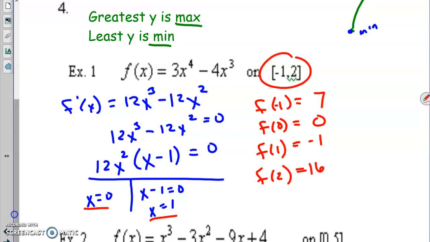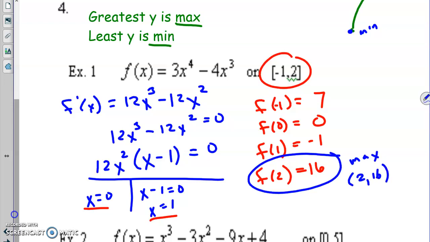All right. So in that interval from -1 to 2 of this function, the highest point, the max, is at 2, 16. It never goes higher than that in that interval. And the lowest point is at 1, -1. It never goes below -1 in that interval. All right? So that is finding the maximum on a closed interval using the endpoints and any critical numbers.